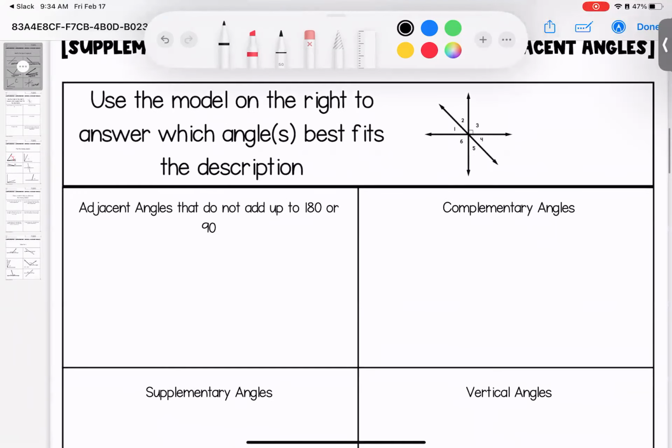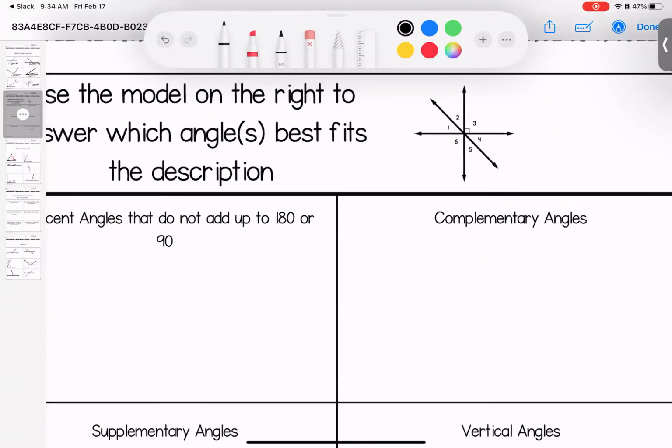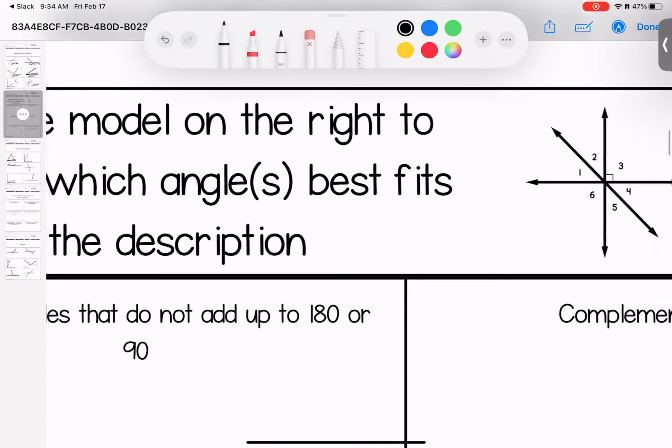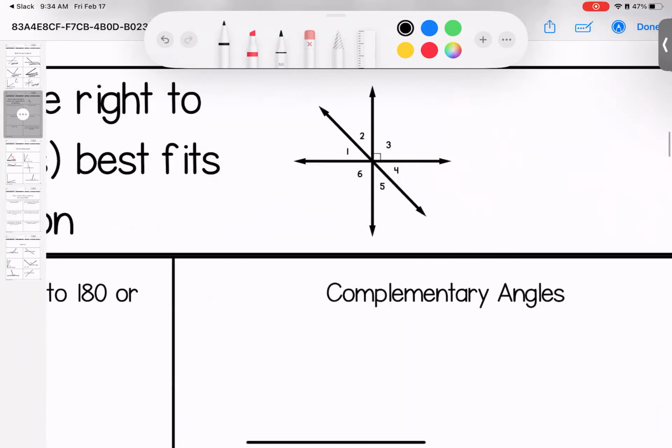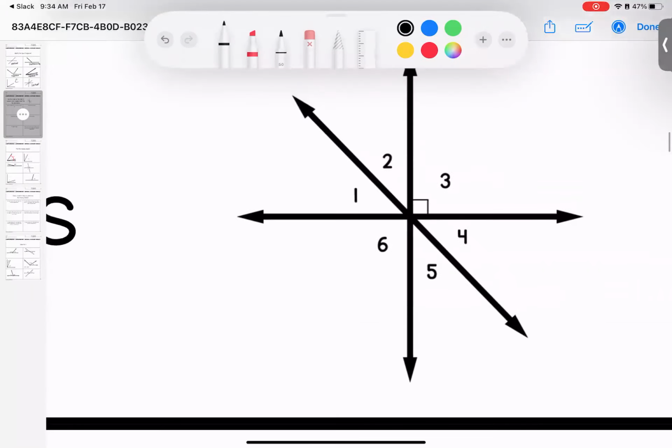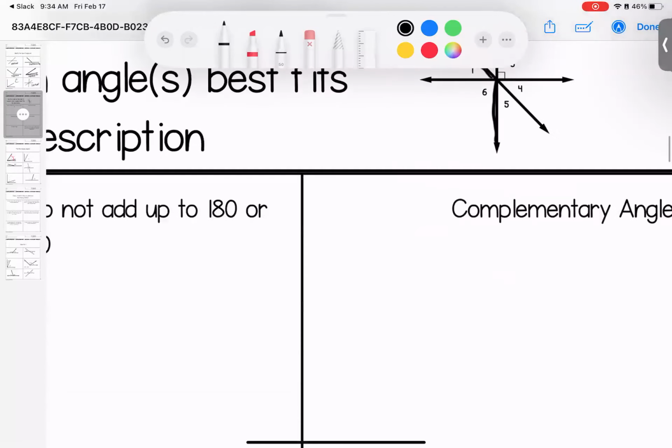All right, using the model to the right, pick an angle that best fits the description. We have a lot of options here, so there is going to be a variety of answers. We're going to talk about a couple of them. So, angles that do not add up to 180 or 90 degrees. If we're looking here, we could say that angles 1 and 6 would not. They're going to be a little bit greater. Just to give you an example of them.